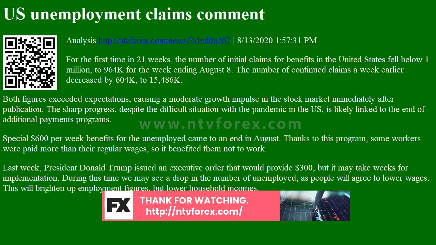The sharp progress, despite the difficult situation with the pandemic in the U.S., is likely linked to the end of additional payments programs. Special $600 per week benefits for the unemployed came to an end in August. Thanks to this program, some workers were paid more than their regular wages, so it benefited them not to work. Last week, President Donald Trump issued an executive order that would provide $300, but it may take weeks for implementation. During this time we may see a drop in the number of unemployed, as people will agree to lower wages. This will brighten up employment figures, but lower household incomes.